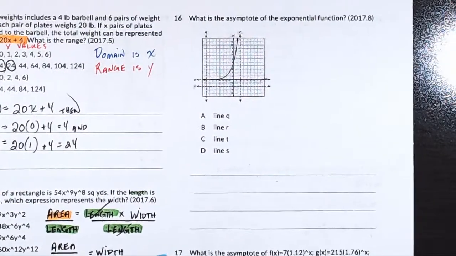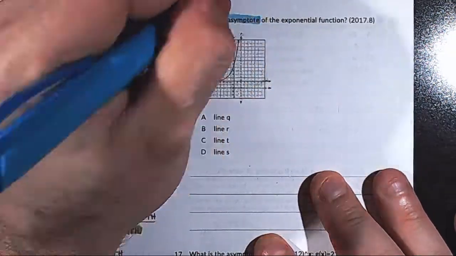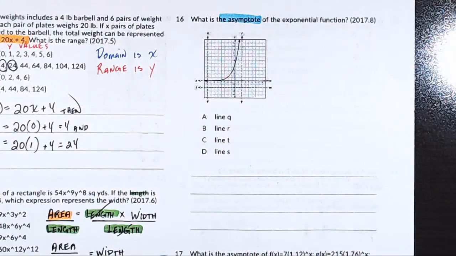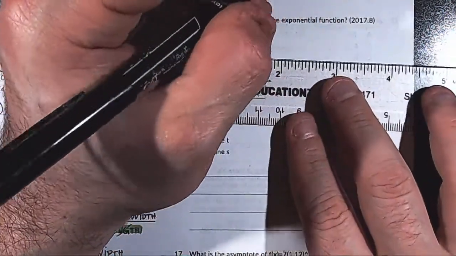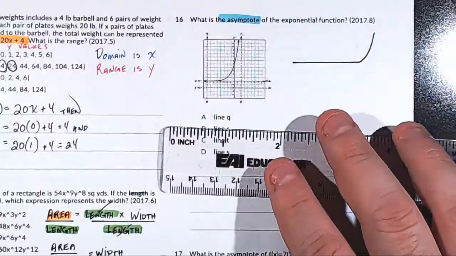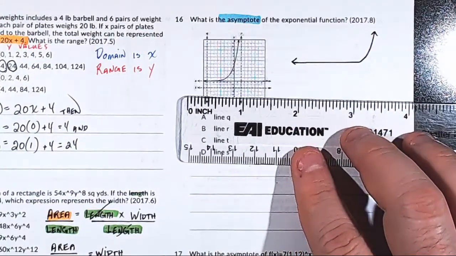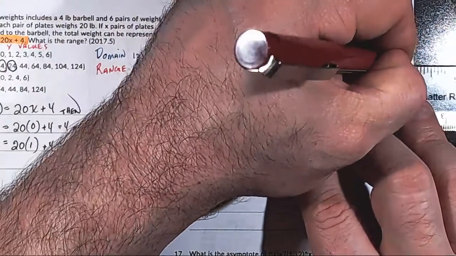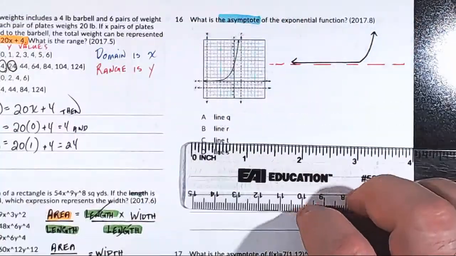All right, number 16. What is the asymptote of the exponential function? We have to know what an asymptote is, so that's obviously the highlight term. An asymptote in an exponential function is a place where the function appears to just go flat. So I might have a function that goes down and then suddenly begins to go flat like that. It doesn't really look like that, but it kind of looks like that. So in this case, the asymptote would be whatever this line is right here.